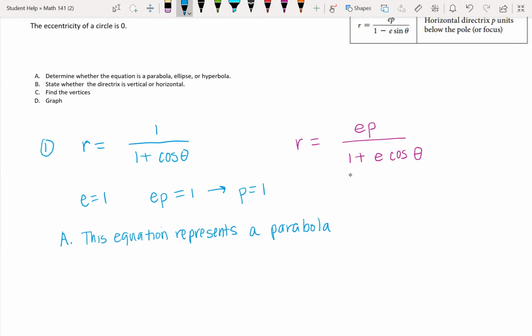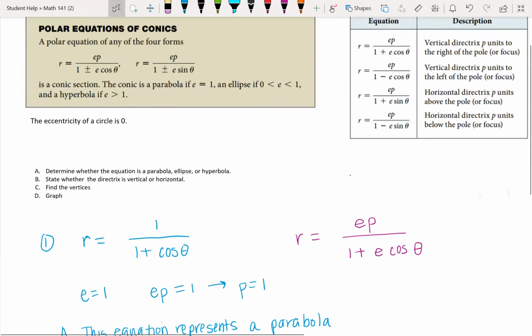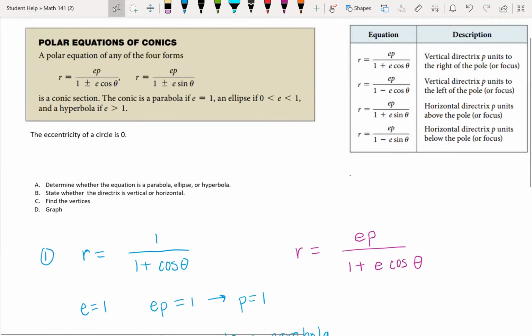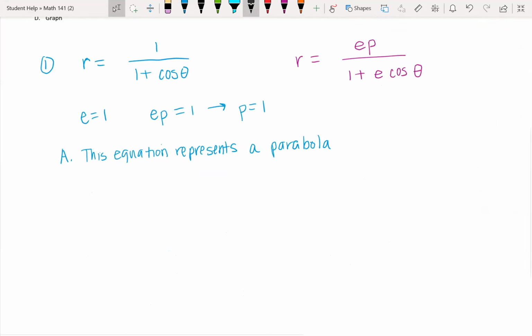Now, how we tell is by looking at this table here on the right-hand side. So we've got a plus in the middle, and that helps us know that we have the directrix on the right-hand side of the focus. So in general, if we have something like this, the directrix on the right-hand side and the focus is here, that means that our parabola is opening up to the left, right? So that's answering question B.